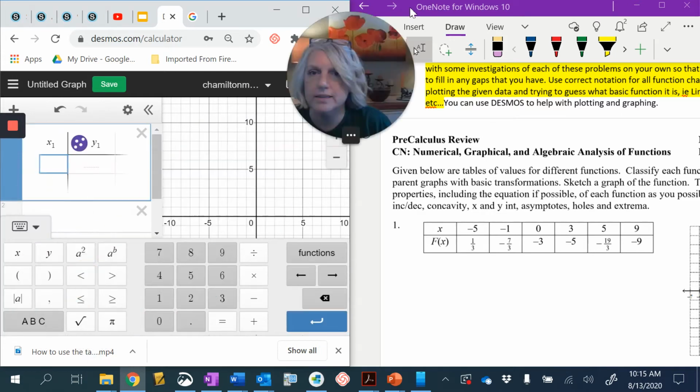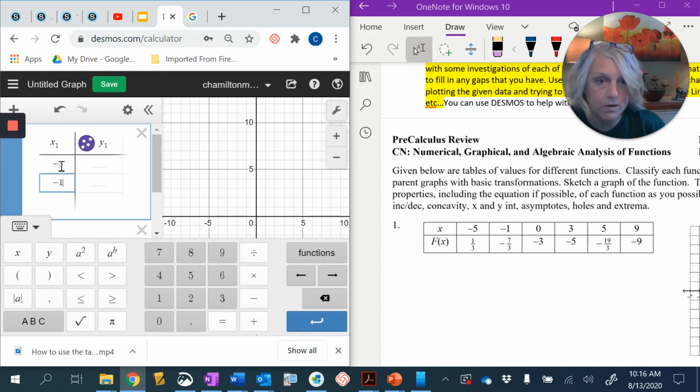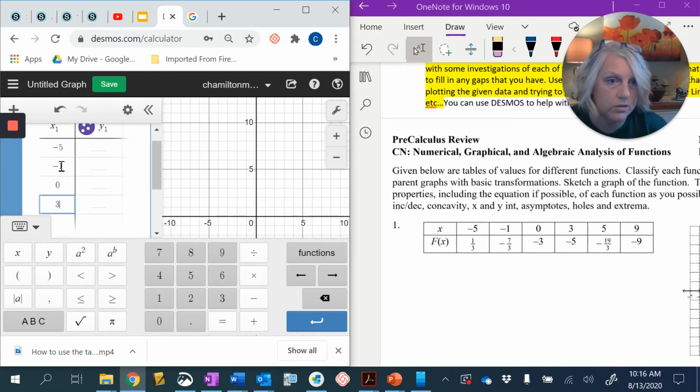And what that does, let me move myself over here, is it went ahead and popped in a little table for me where I have the X and the Y, X1 and Y1. So I can very quickly just go down through here. This is from the homework on the 14th. So I could enter in the X values. So -5, -1, 0, 3, 5, and 9.